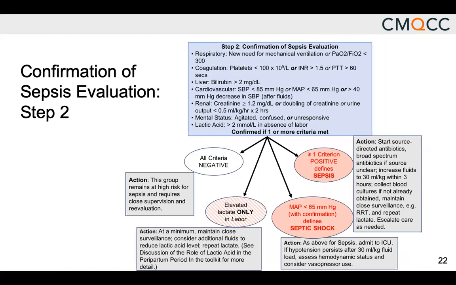If the MAP is below 65 with fluid loading and confirmation, that's septic shock. Moving around counterclockwise in the striped oval, if elevated lactic acid is the only value that's abnormal and the woman is in labor, well, that's a status that is a bit confusing. It's probably not full sepsis yet, but you have to treat this as a very high-risk patient. We recommend that you give additional fluids, repeat the lactate, and maintain close surveillance. The last category is if you've had a positive step 1, where you have infection plus a screen, but you have no sepsis confirmation. That's a group that does not have sepsis, but is at risk for sepsis and should also require close supervision and reevaluation. Next slide.